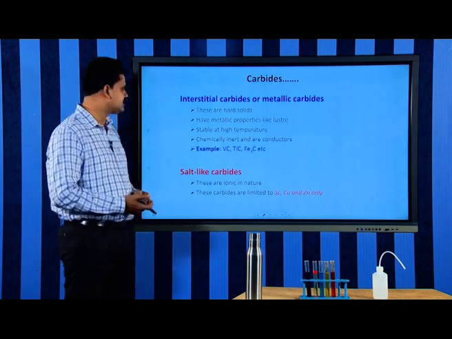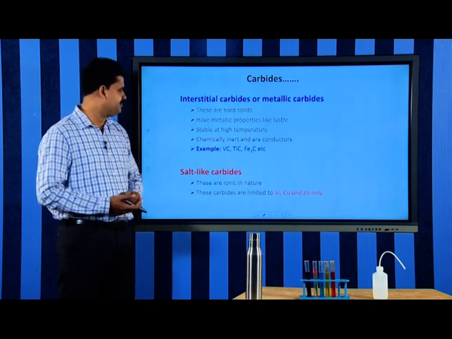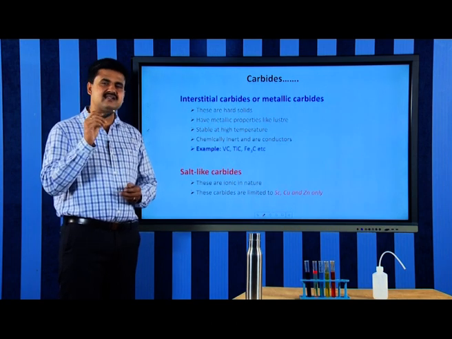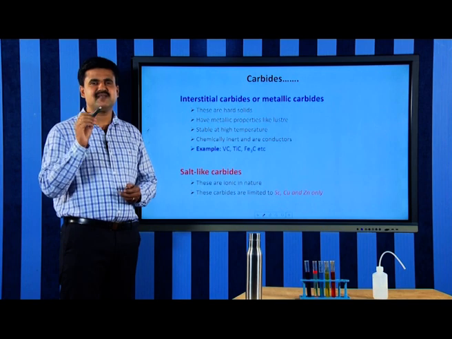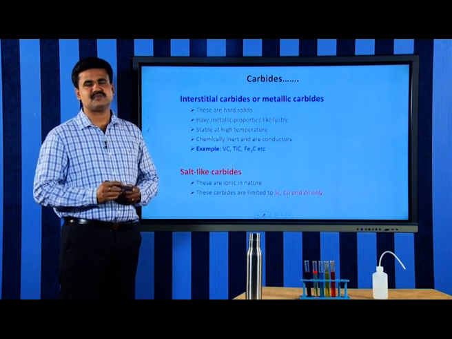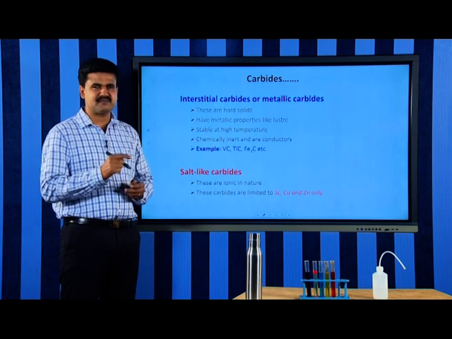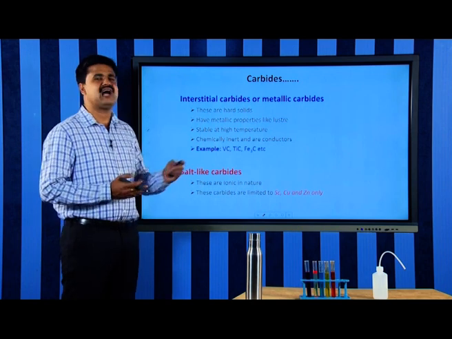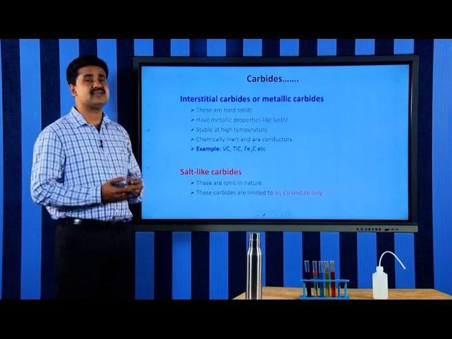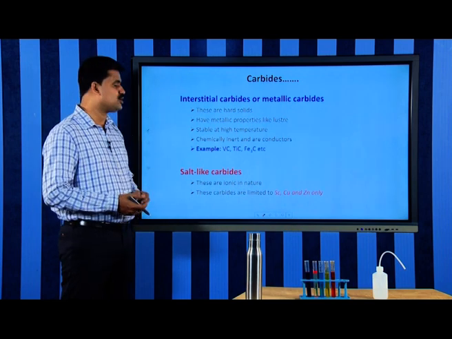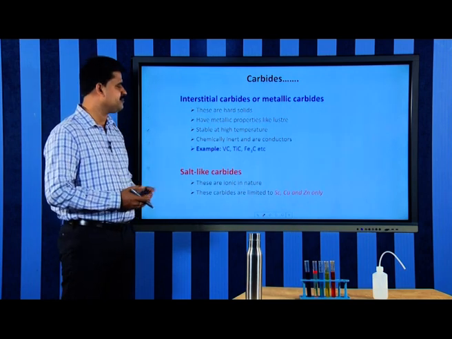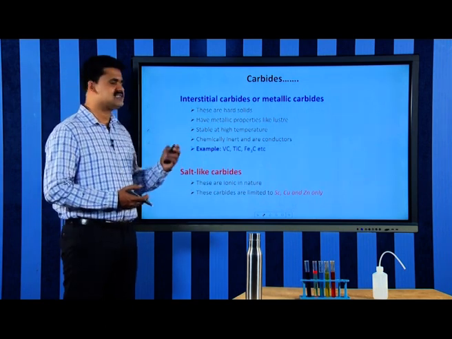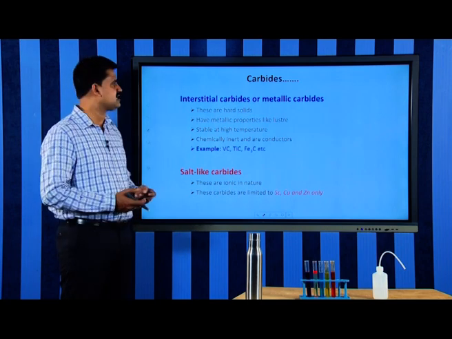Another category is salt-like carbide. These are ionic in nature, because the name salt-like carbide also gives the implication that the force of attraction present between the transition metal and the carbon is an ionic bond. So, these are ionic in nature. These carbides are limited in number. They are limited to 3 metals from the 3D series. The 3 metals that can form salt-like carbides are scandium, copper and zinc.